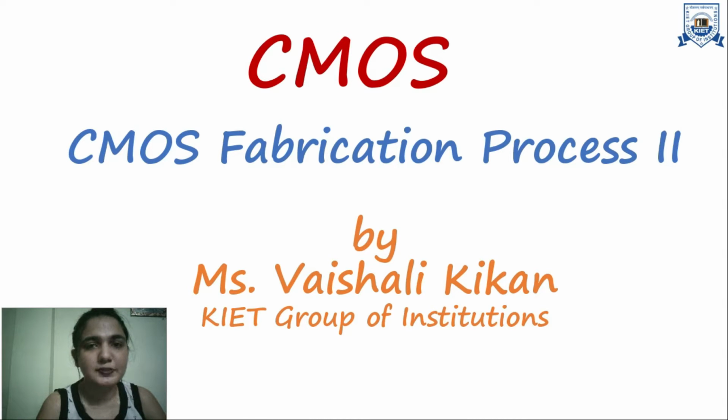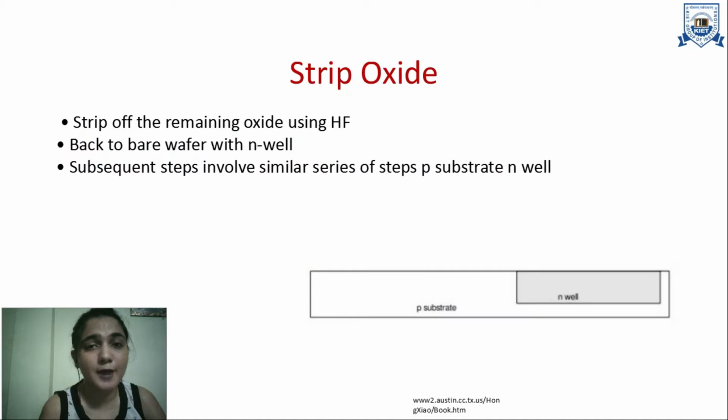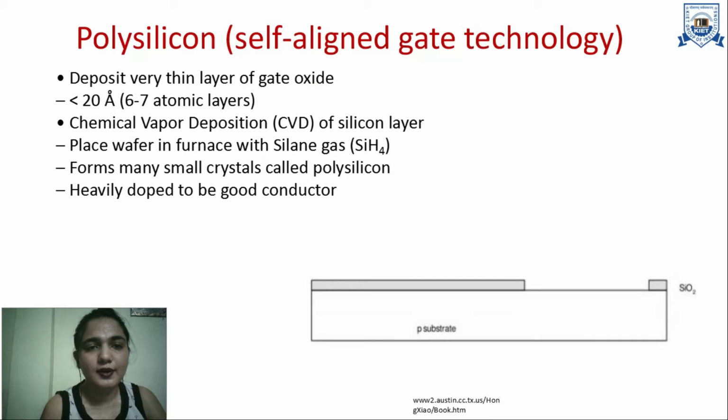Today in this session we will be talking about the next step for the CMOS fabrication process. We have already talked about the previous steps where we created the N well in the P type substrate. In this video we will be talking about the next steps for the making of the CMOS. It is actually a repetition of the previous steps only, so I strongly recommend you watch my previous video first, where I created the N well in the P type substrate. Here we will again be depositing the polysilicon.